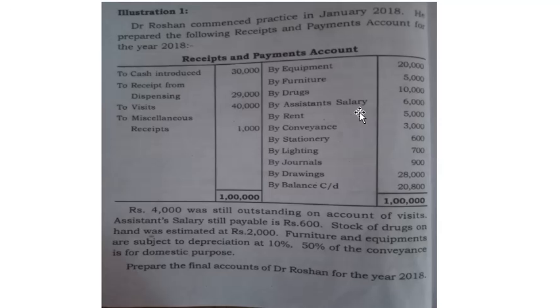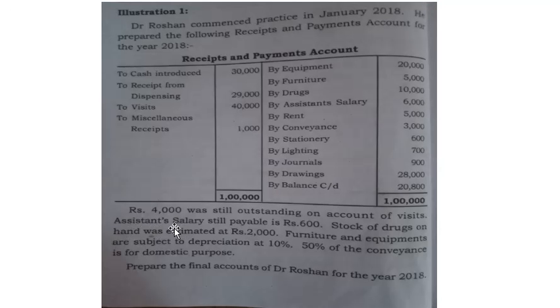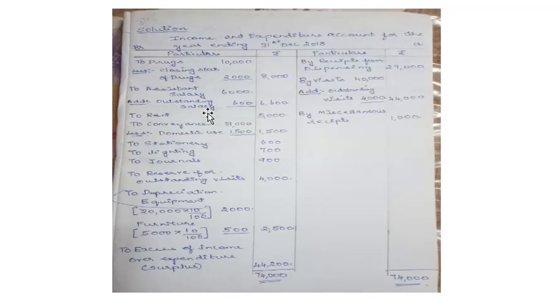After drugs, assistant salary, that is also an expense. So come here, write down assistant salary 6,000. Then adjustment, see the adjustment here, assistant salary still payable rupees 600. Still payable means outstanding, outstanding is rupees 600. So come here, add outstanding salary 600, 6,000 plus 600, it is 6,600. So for total salary, if there is any outstanding expense, we have to add that outstanding expense. If there is an outstanding income also, we have to add. So outstanding salary 600, total it is 6,600.